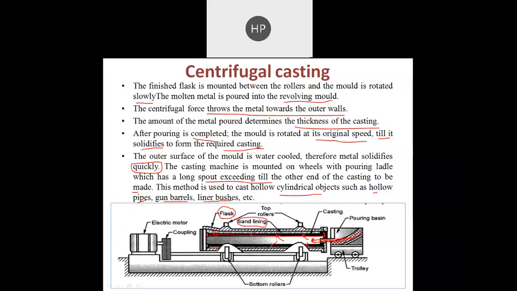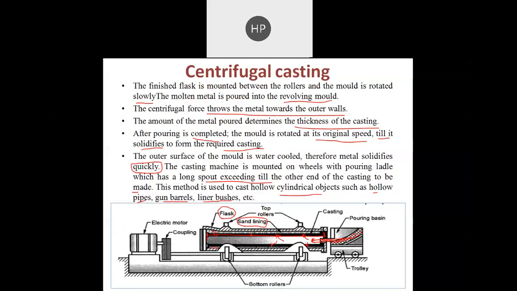True centrifugal casting is preferred because in that the axis of the mold and the axis of the casting are the same, and symmetrical parts are generally produced by the true centrifugal casting process.